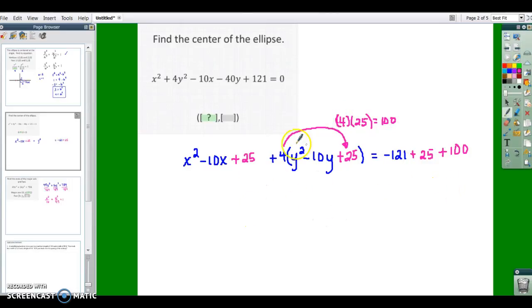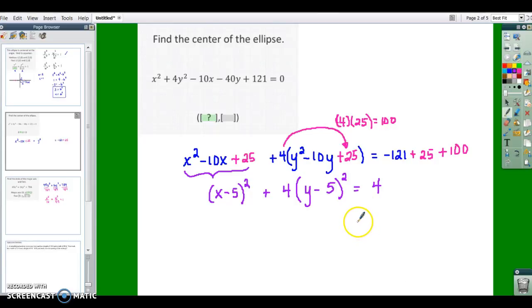But now I have this in a form that's going to be much, much easier to then turn into a form that we recognize. So if I look at this and I write this as a square of a binomial, I have x minus 5 squared. Remember, to write it as a binomial, you're just using half of that middle term. So half of negative 10 is negative 5. Here I've got 4. And then I've got y minus 5 squared. And then over here, I have 125 minus 121, which would be 4.